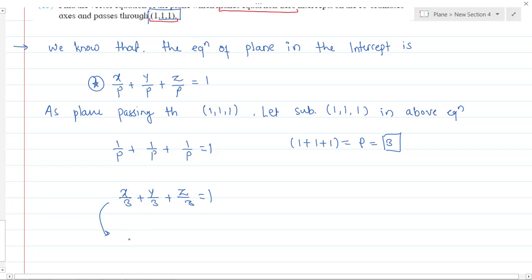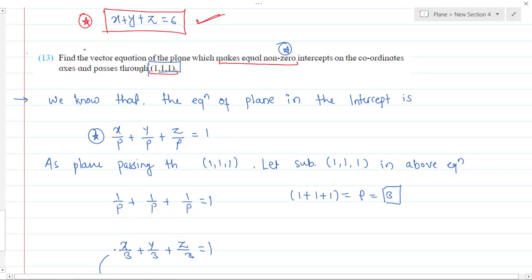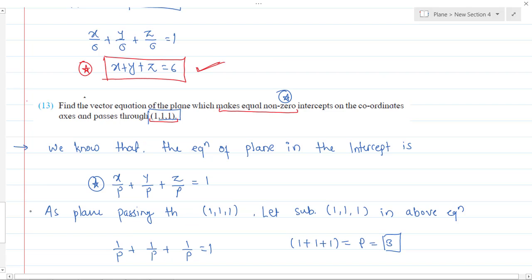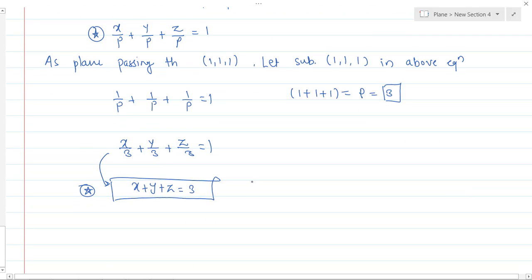So after simplifying you will get the answer as x plus y plus z, it is equals to 3. Is this your equation final? Yes, perfect. Okay, but the twist is, if you write this equation now you will not get full marks. Though it is correct, you will not get full marks. Why? Because the question में क्या चाहिए उनको, I want the vector equation of this plane. No problem, only a single step will give you the full marks here.